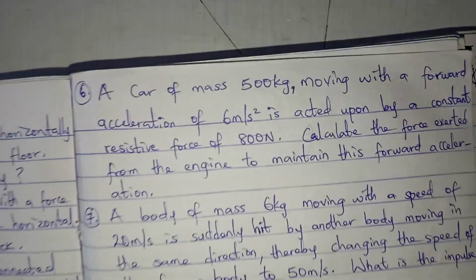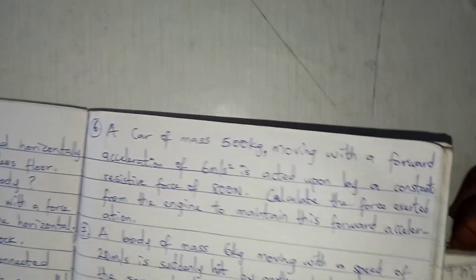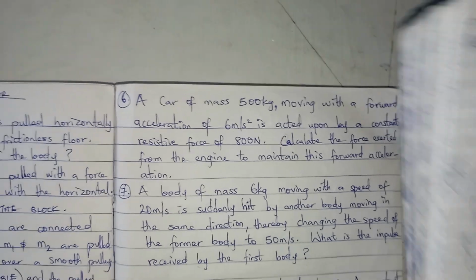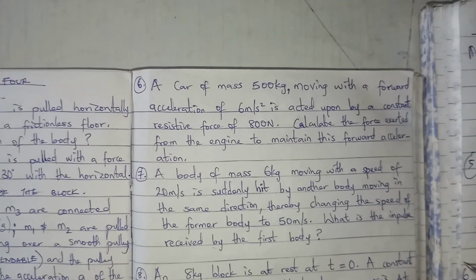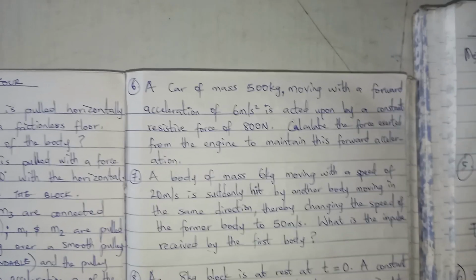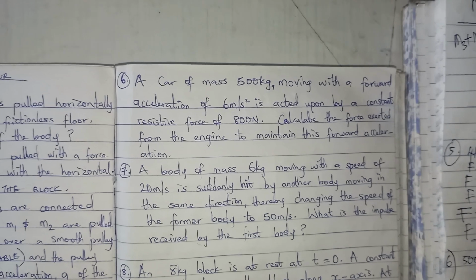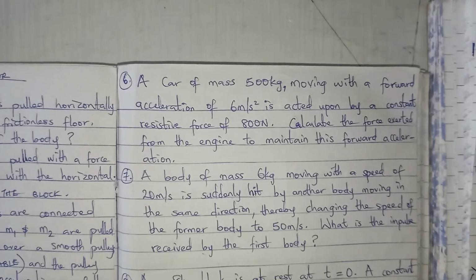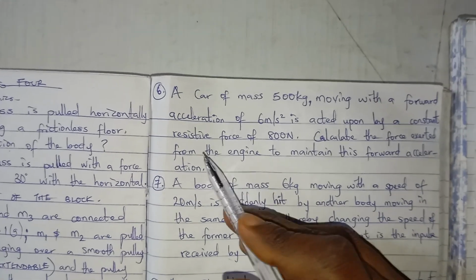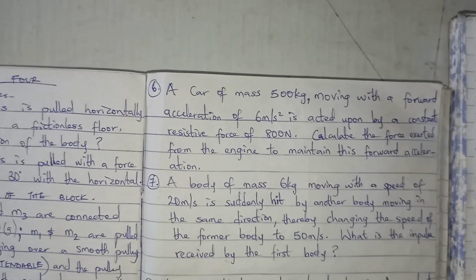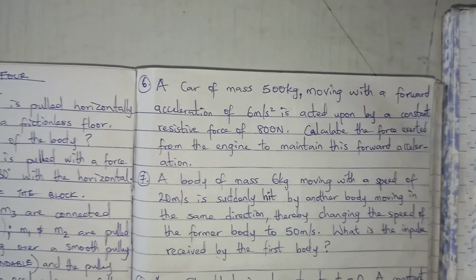A car of mass 500 kg, moving with a forward acceleration of 6 meters per second squared, is acted upon by a constant resistive force. That is resistance, opposing force. Anytime you hear opposing force, it means friction. Opposing force, Fr, equals to 800 Newton.